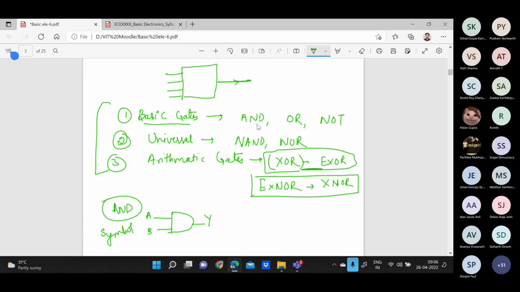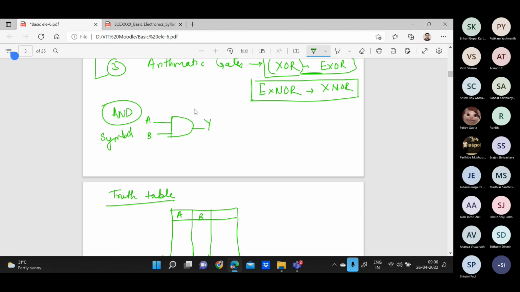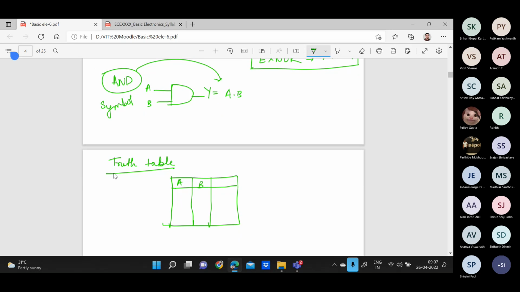First is the basic gates. I am starting with the AND gate. The AND gate symbol is this one, and the representation is A dot B. Now the truth table means describing the relation between input and output. For example, you have A and B as inputs and Y is your output. And as I told you, the representation is A dot B.